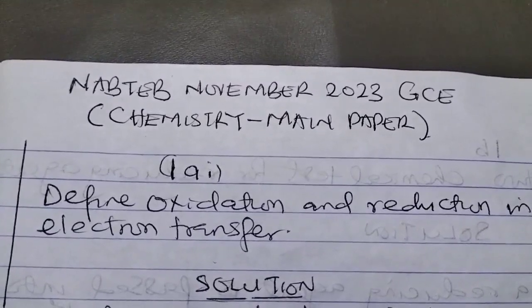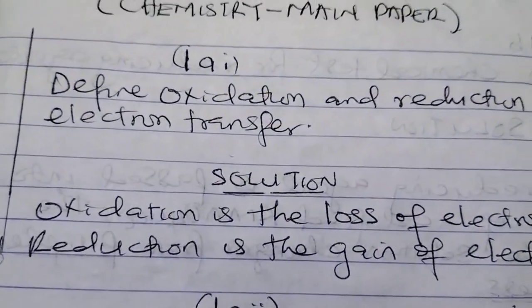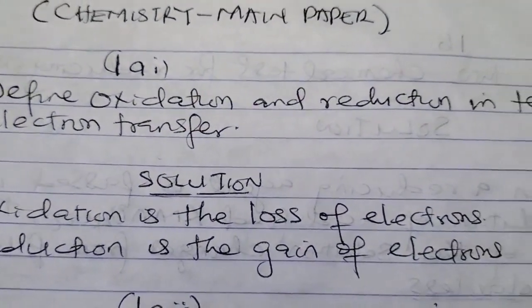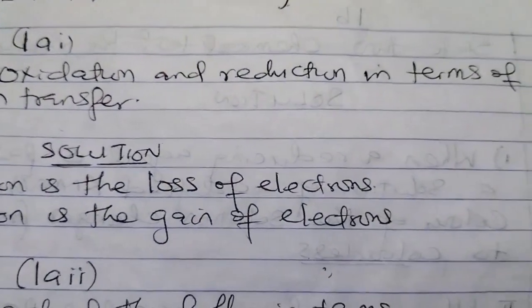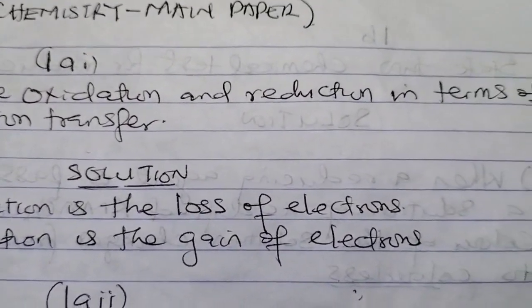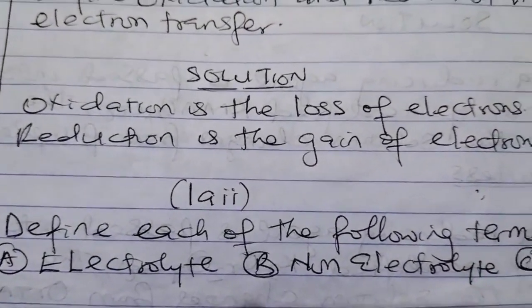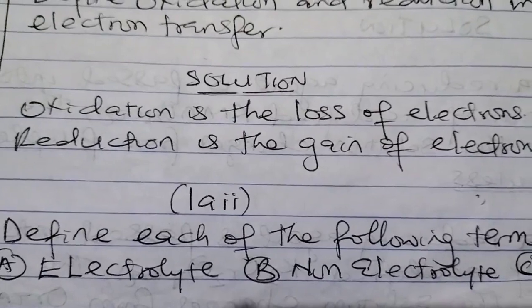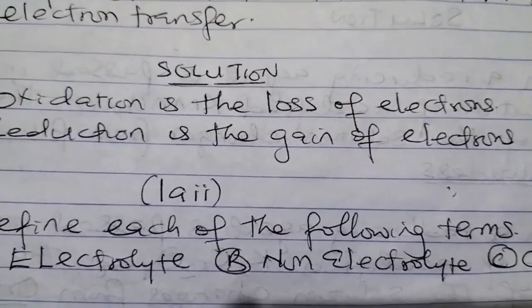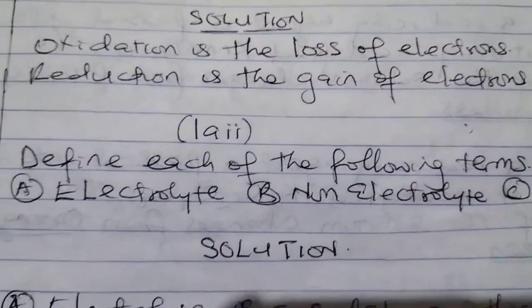So we'll move to chemistry main paper questions, November 23, NABTEB GCE. So let's go to question 1A. It says define oxidation and reduction in terms of electron transfer. Solution: oxidation is the loss of electrons, reduction is the gain of electrons.